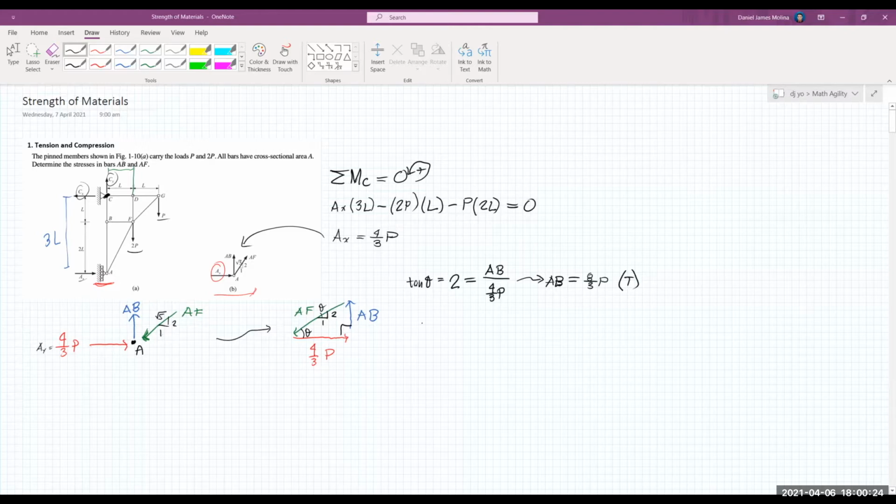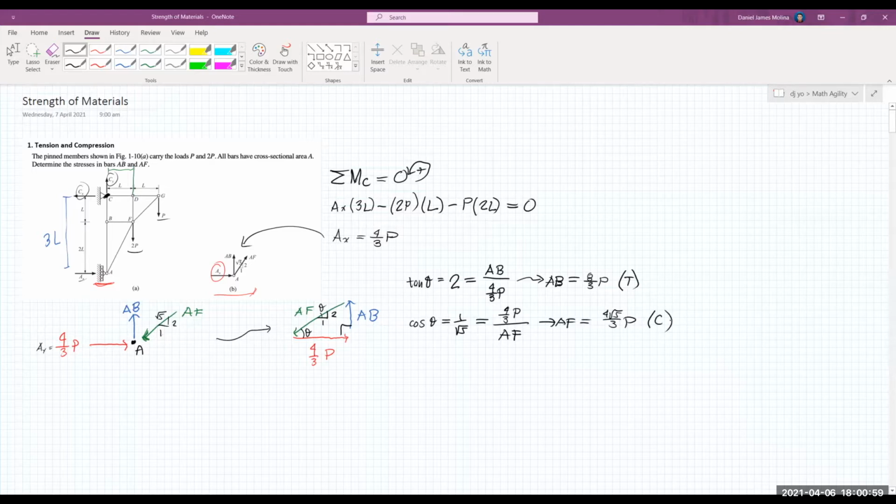Next, we can use cosine of theta. That is from the slope we have 1 over square root of 5, which is equal to adjacent over hypotenuse, that is 4/3 of P, all over the force AF. From there, we can solve for the force AF, that is 4 square root of 5 over 3 P. Since the direction of the force is going towards the joint, then it must be in compression.